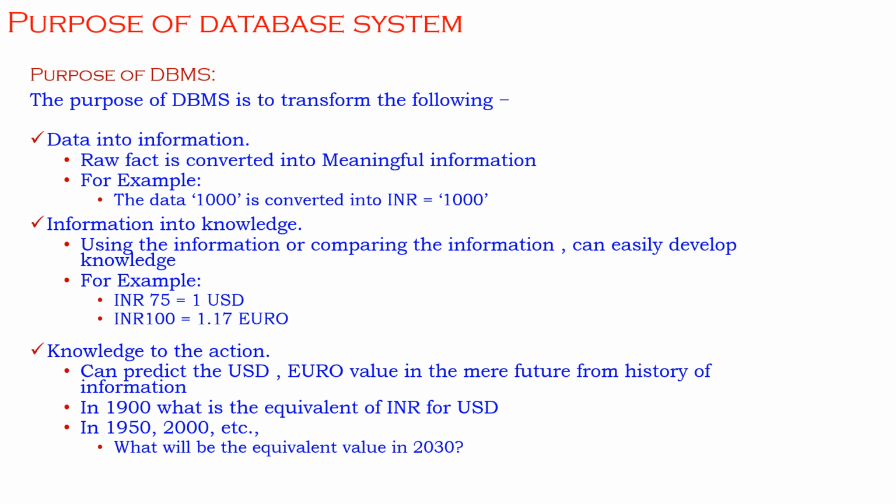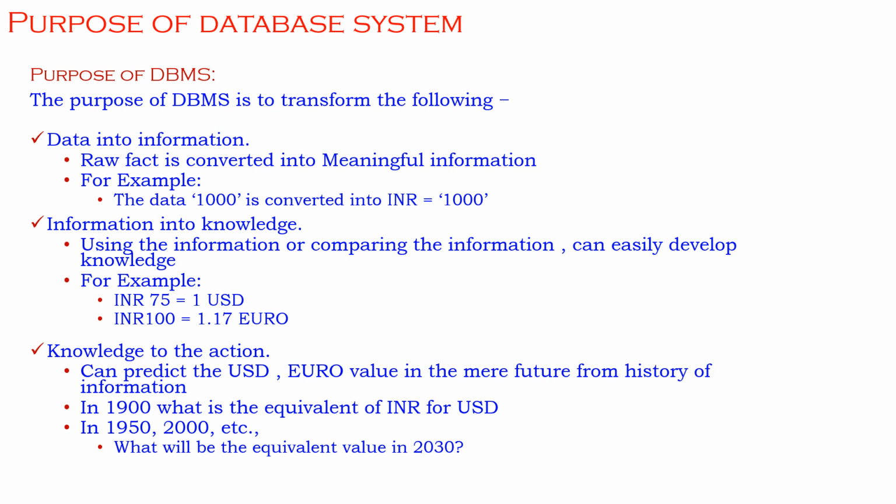So what is the purpose of a database system? We already saw why we go for a database system. Let us see it in a sequence or flow and understand the actual purpose of DBMS. We all know what a raw fact is and what information is. A raw fact is just raw data, and when we associate it with some additional label of information, the data is converted into information. So first you need some conversion of raw fact into meaningful information.